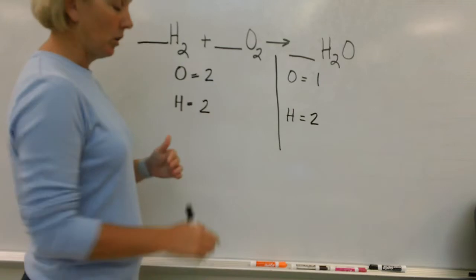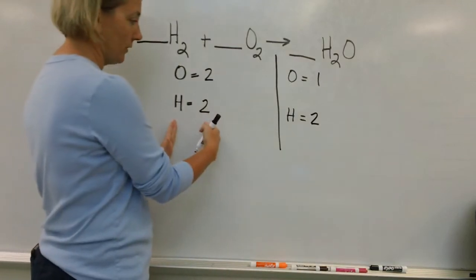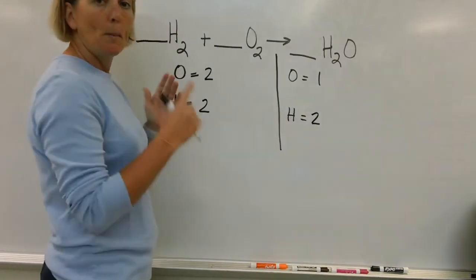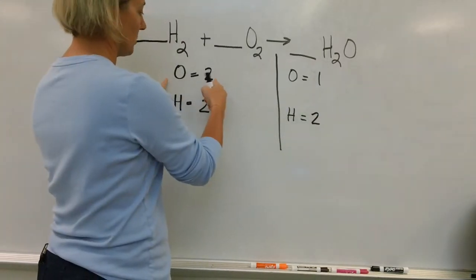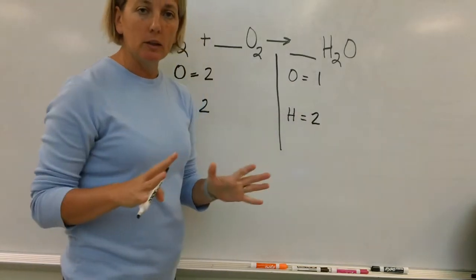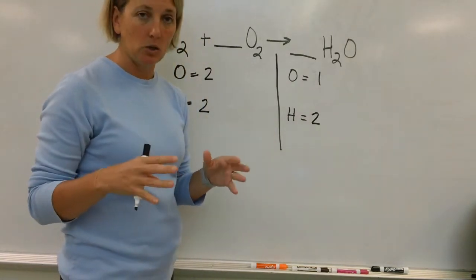In a perfect world, however many hydrogens I have on the left, I should have the same amount on the right, which I do. But if you take a look at our oxygens, we have 2 on the left and only 1 on the right. And remember, everything that we do from this point forward is multiplication, okay?